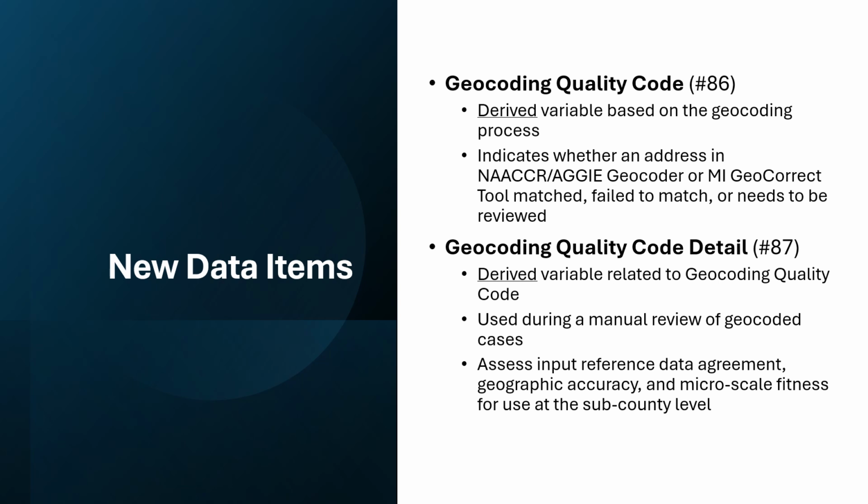Both data items have been available in the NAACCR geocoder since 2017. And the first request for the NAACCR call for data was in December of 2022. These codes provide researchers and registry staff a detailed assessment of the address components geocoded and the quality of the geocode. The codes provide a way to assess input reference data agreement, geographic accuracy, and microscale fitness for use at the sub-county level. Again, these are derived items and will not be coded by abstractors.